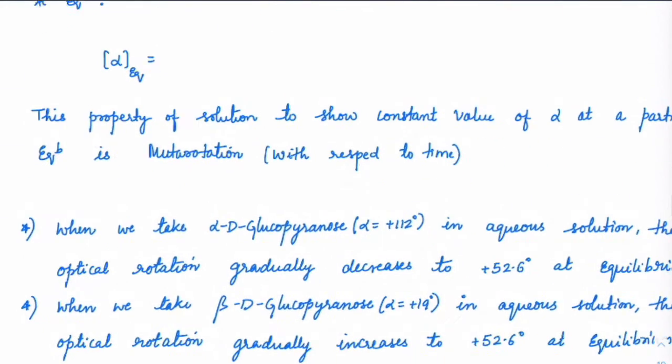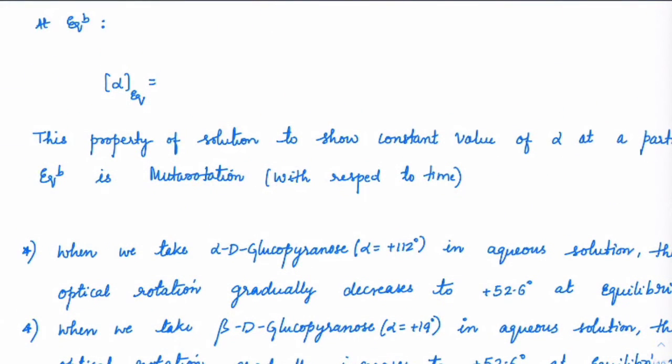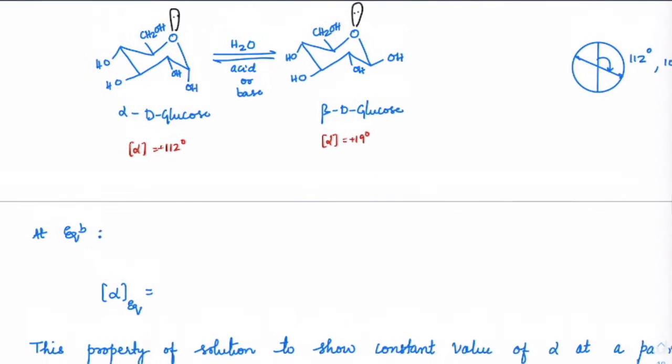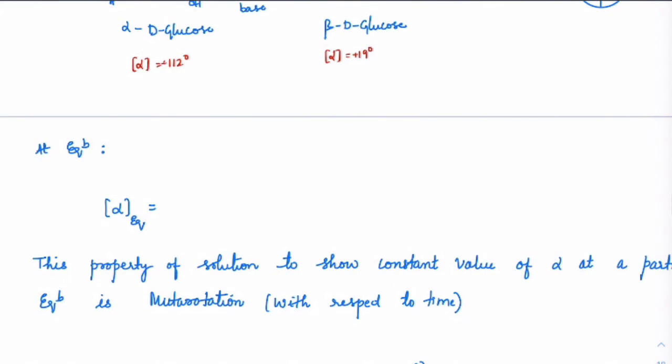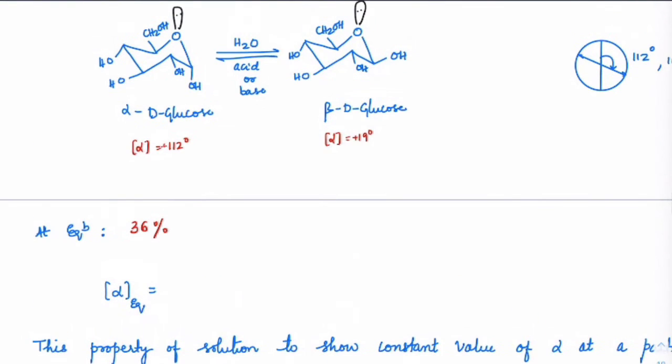Now when this happens, we will get an equilibrium. At equilibrium, we have learned that alpha will be around 36% and beta will be around 64% on an average. I have not considered straight chain. Straight chain was supposed to be 0.02%, so I ignored that, and I took only this as 64%.